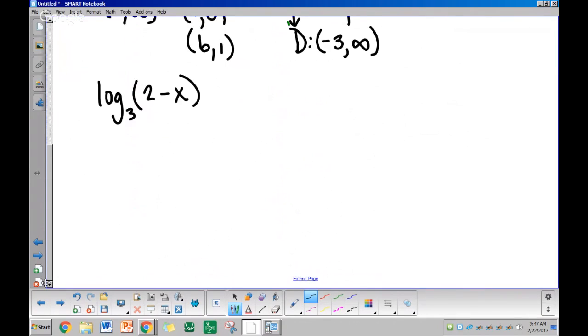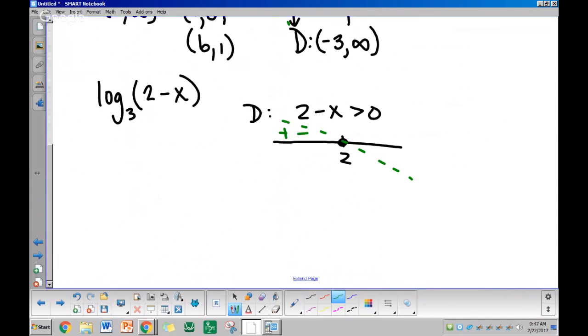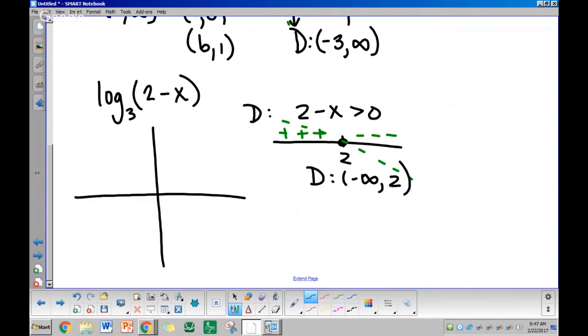All right? We're not going to let this creep us out. What's the domain here? I know that we're going to have 2 minus x has to be greater than 0, right? What makes it 0? 2 with a solid dot, and then what happens? What kind of slope? Negative. So my sign chart is this. So what is the domain here? Negative infinity to 2, open. Where's the asymptote? At 2.